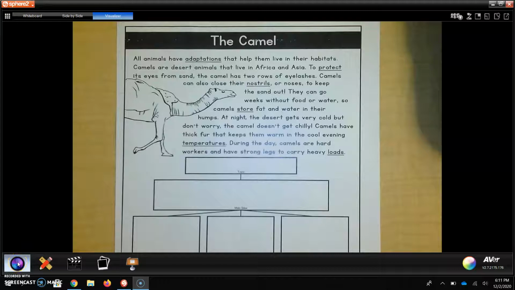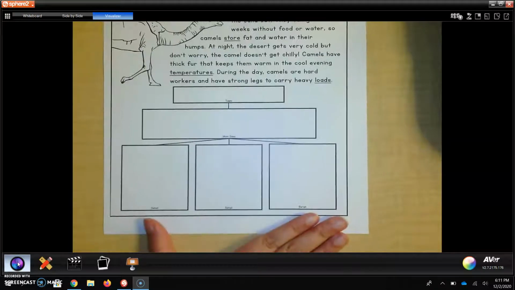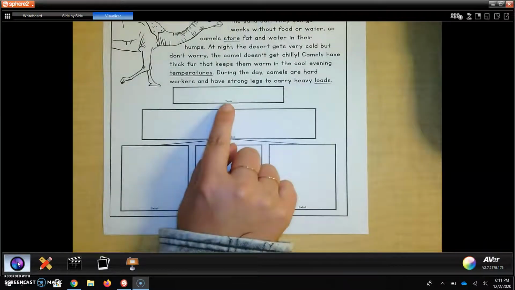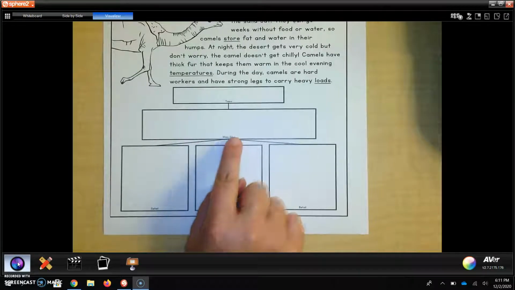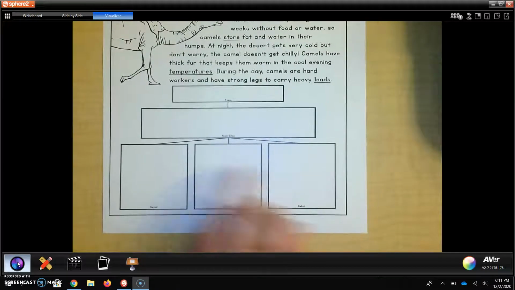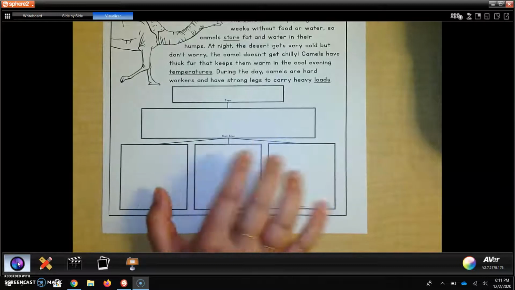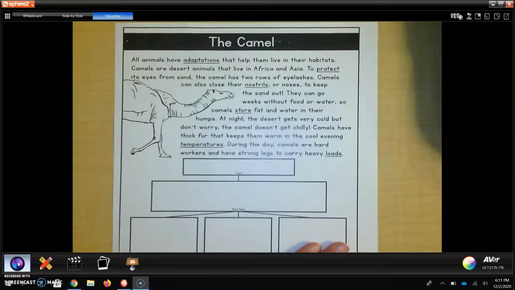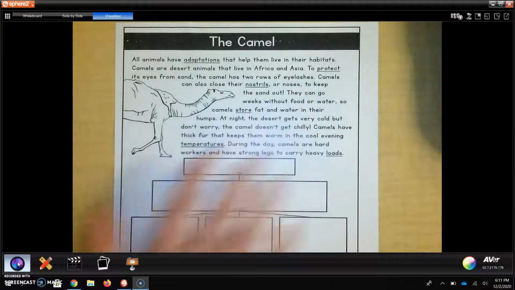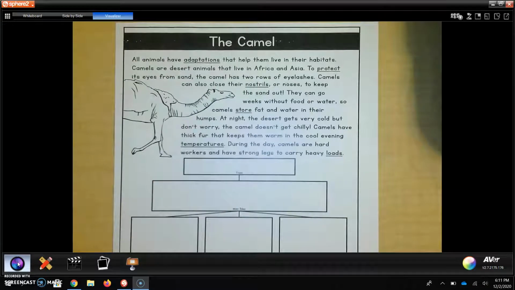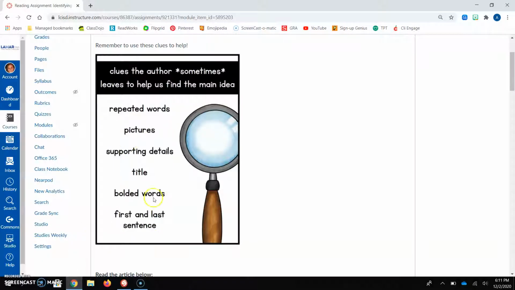Hi friends! So today we're going to be practicing some more with main idea, and we're going to be using that same graphic organizer that we used last time where we identify the topic, the main idea, and then the 3 supporting details that help support that main idea. We're going to be using another informational text called the Camel, and as we read it and try to identify each part, like the topic and the main idea, we're going to be referring back to all of our clues that help us find our main idea.